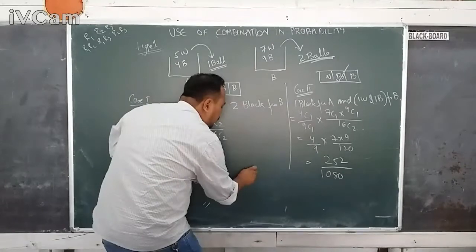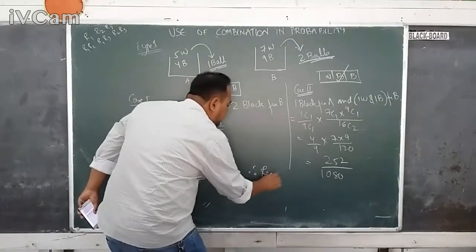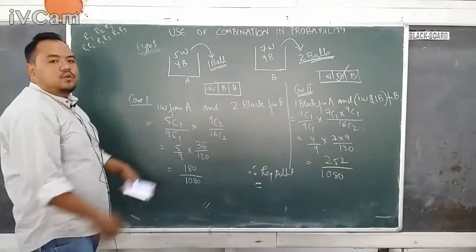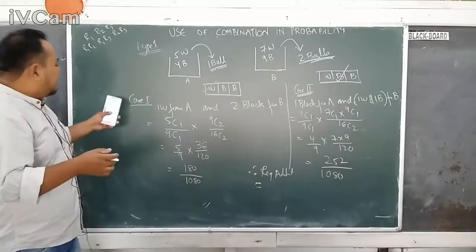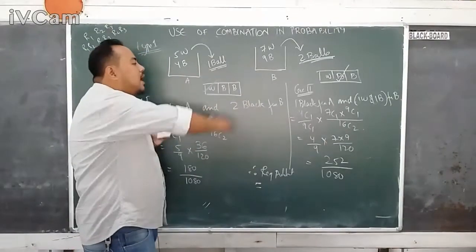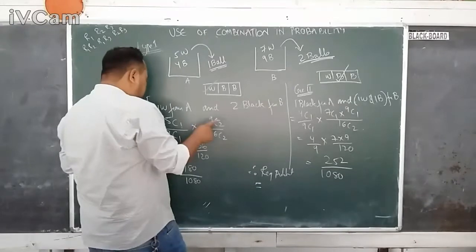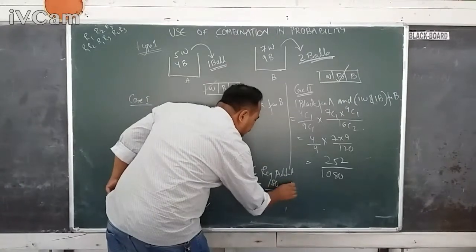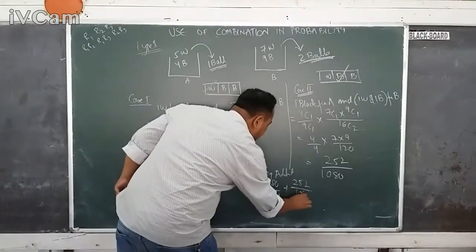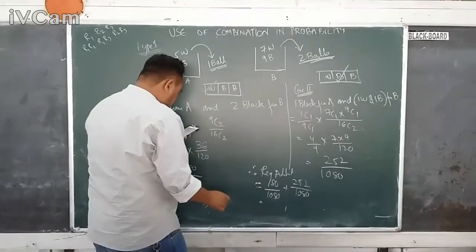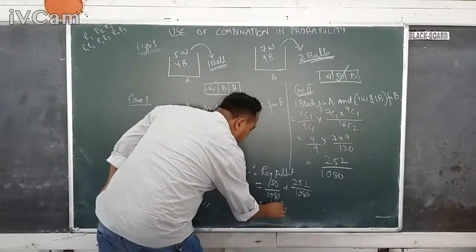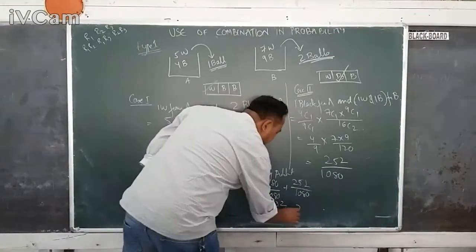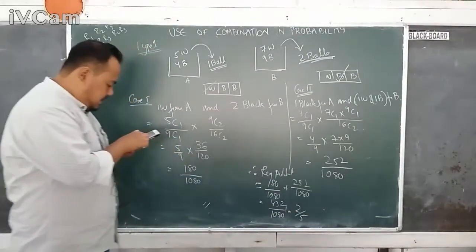So therefore, the required probability will be, because either case 1 or case 2 will give you the result, isn't it? So either case 1 or case 2. So you have to add the two probabilities. So case 1 plus case 2 will give you 180 divided by 1080 plus 252 divided by 1080. So your answer is 432 divided by 1080. You can reduce this to the simplest form, and that is 2 by 5.